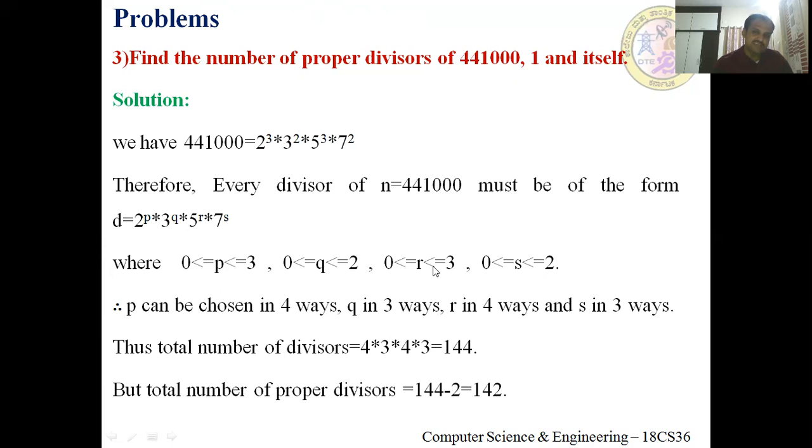But as I already mentioned, a proper divisor means we need to exclude 1 and the number itself, 44 lakh 1000. That's why 144 minus 2 is 142. There are totally 142 proper divisors of 44 lakh 1000.